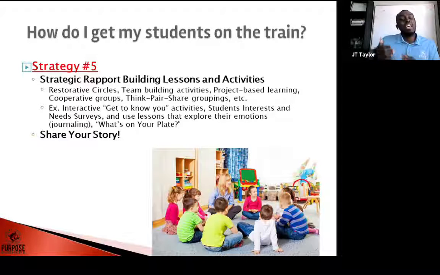See, relationships means that the student and you have a relationship, but rapport means that there's a mutual understanding, a mutual benefit in this relationship. So you want to move even deeper into the relationship and establish rapport. Rapport means that you know a lot about the students and the students also know about you. Don't be afraid to share your story with your students. That's how you get them on the train.